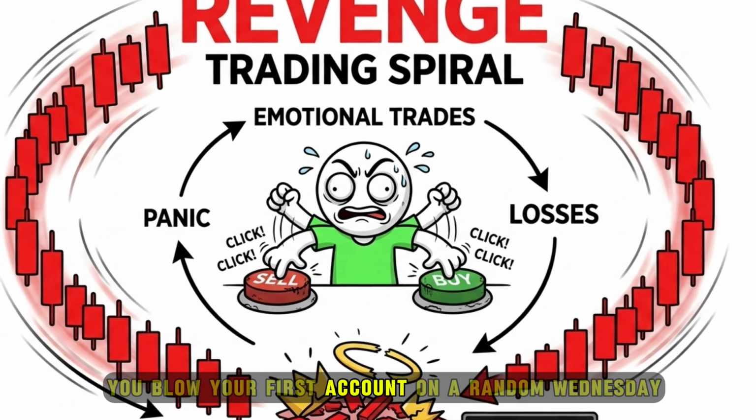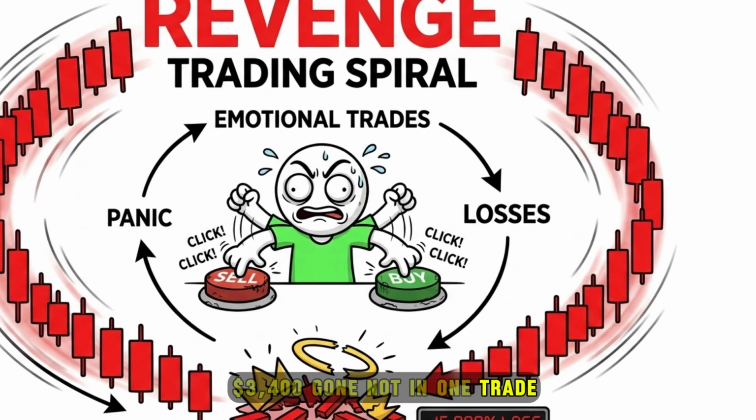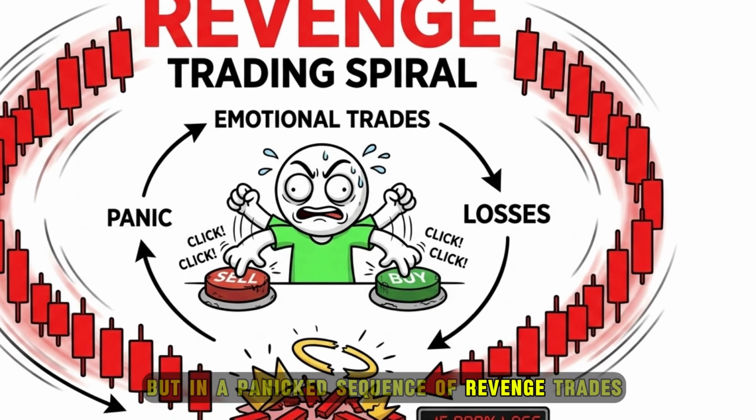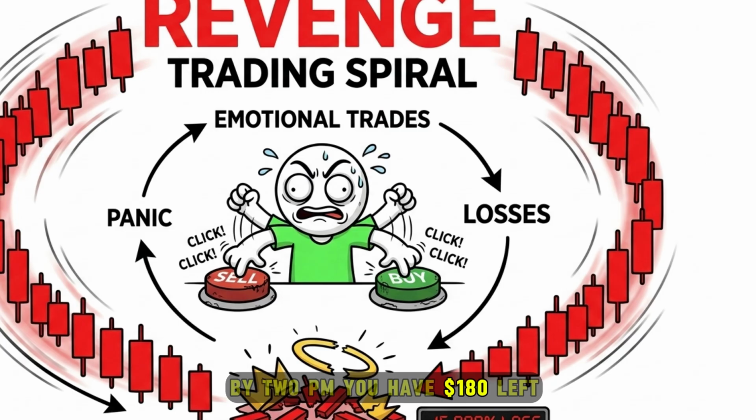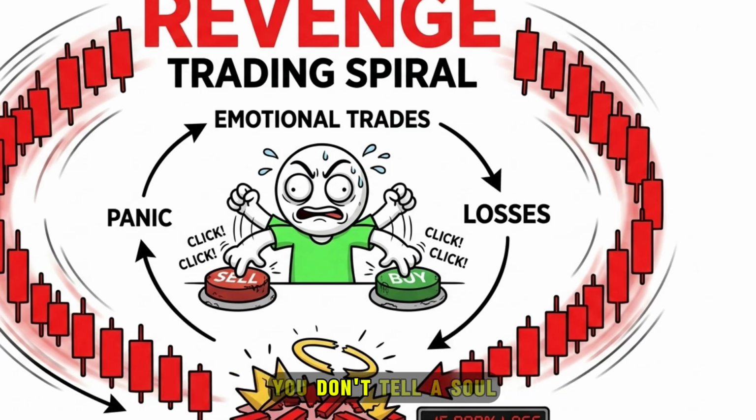You blow your first account on a random Wednesday, $3,400 gone. Not in one trade, but in a panicked sequence of revenge trades after a bad morning, each position slightly larger than the last. By 2 p.m., you have $180 left, so you close the platform and go for a long walk. You don't tell a soul.